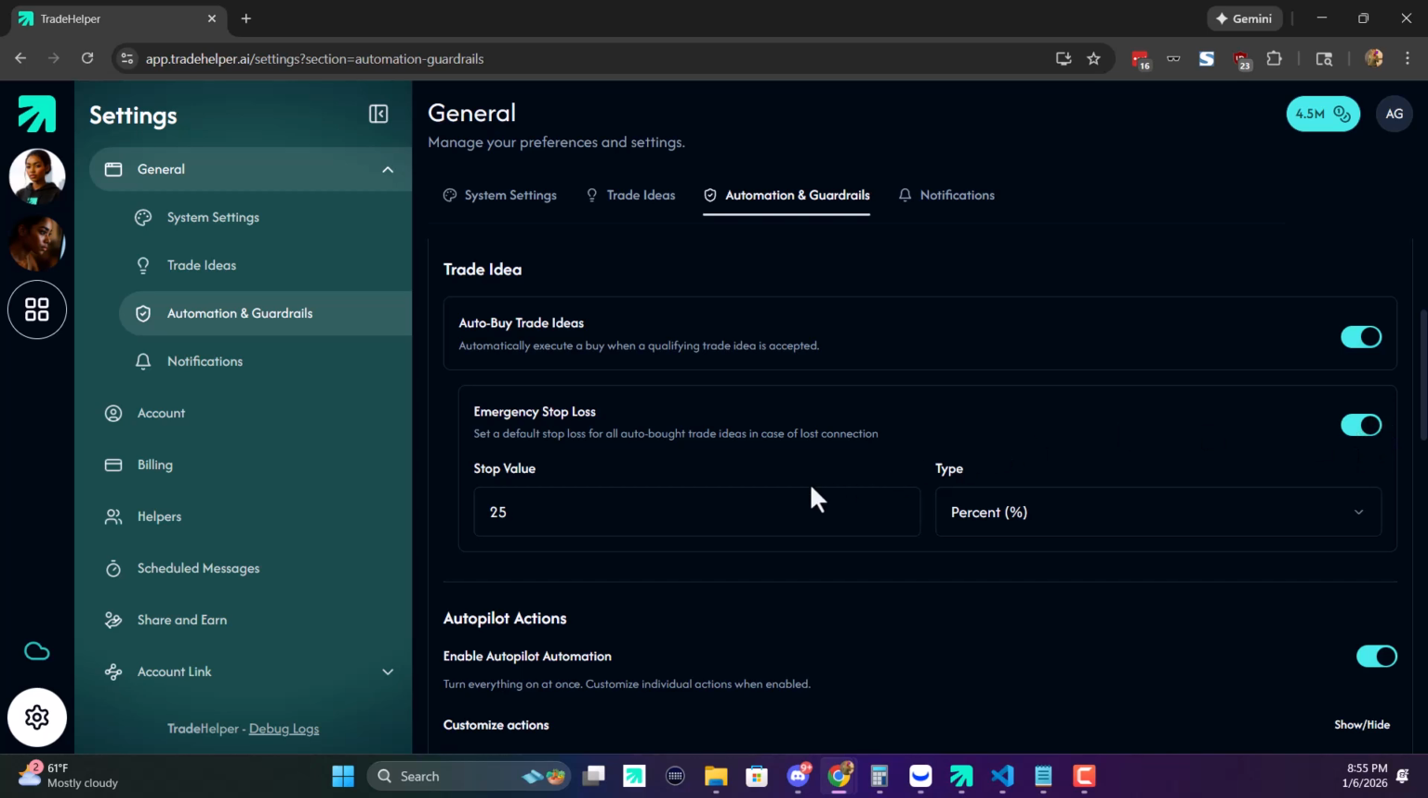So in case your internet goes down or something happens, it will always have a stop loss on it so that you can't take an unlimited loss, right? I have mine set to 25%, but that's because I'm a G. You feel me? You should probably set yours to 30%. That's the safest.